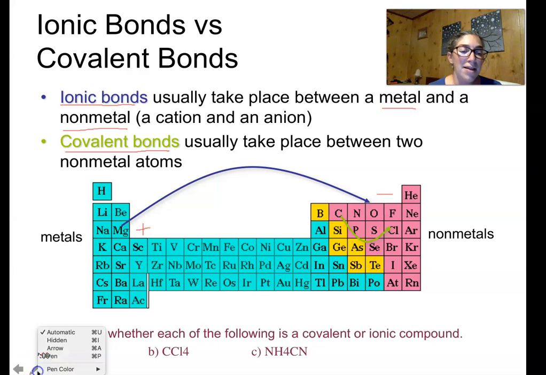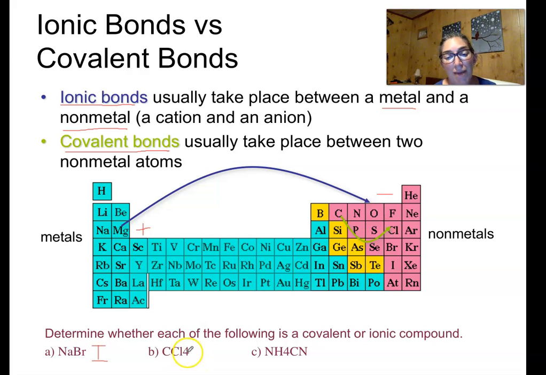So let's do this quick practice problem. NaBr, sodium, is a metal. Bromine is a nonmetal. So that means that sodium bromide, NaBr, is ionic. I just put an I for that. CCl4, and this 4 should be a subscript. It's just a formatting error. So CCl4, carbon and chlorine are both nonmetals, so that means that this is a covalent compound.